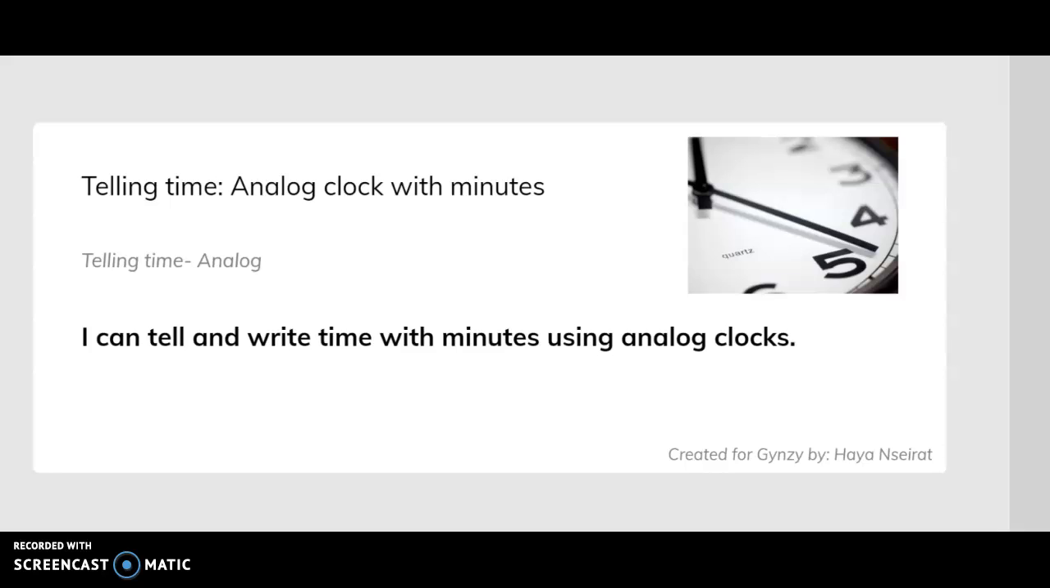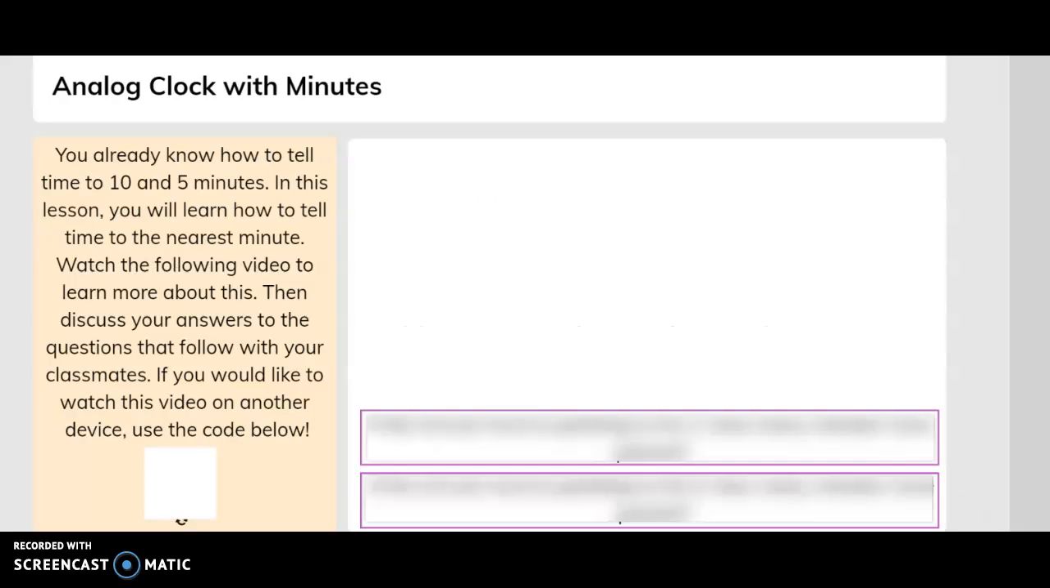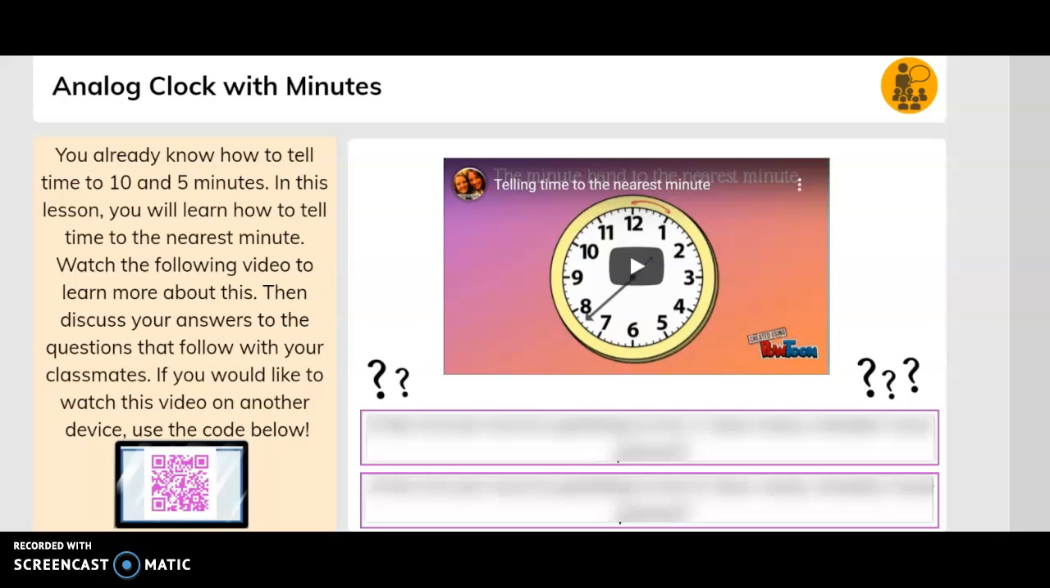I can tell and write time with minutes using analog clocks. Analog clocks with minutes. You already know how to tell time to 10 and 5 minutes. In this lesson, you will learn how to tell time to the nearest minute. Watch the following video to learn more about this. Then discuss your answers to the questions that follow with your classmates. If you would like to watch this video on another device, use the code below.